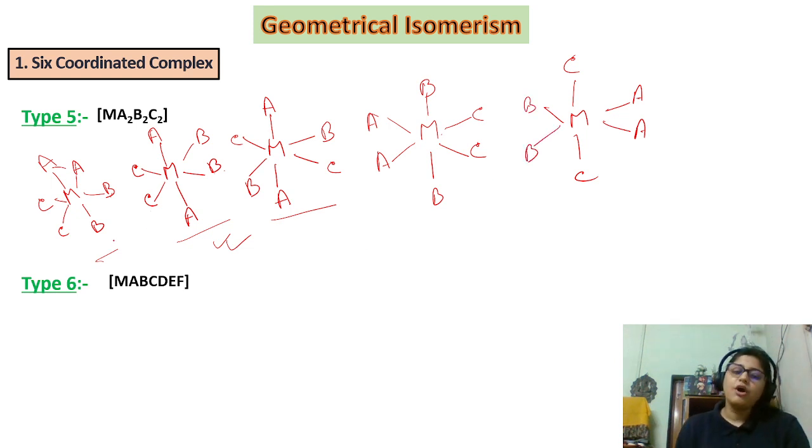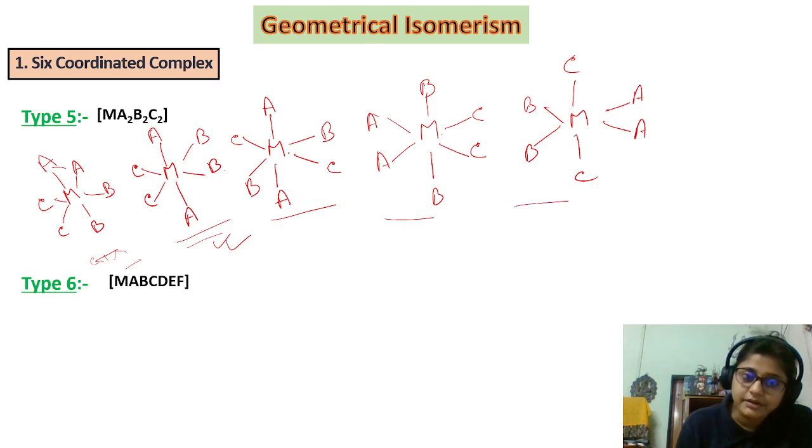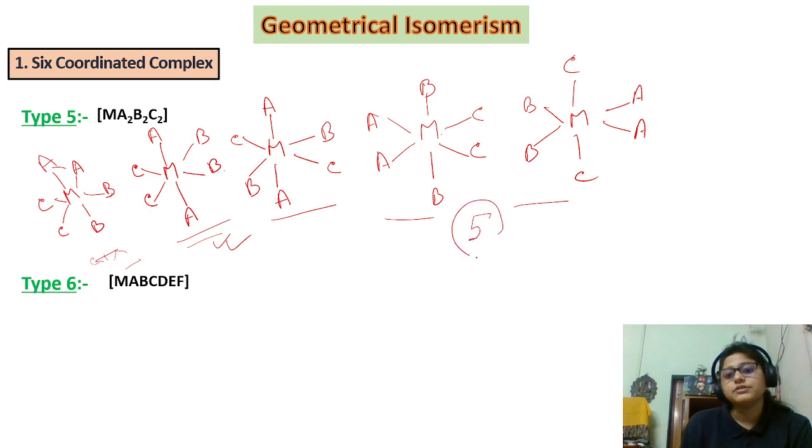Simple. So how many are there? 1, 2, 3, 4, 5. 5 possibilities, right? Any other possibilities? Let's check once. This is all cis. This is trans, but one group is trans, and since three are present, there are three structures, and this is all trans. So 5 geometrical isomers are present.